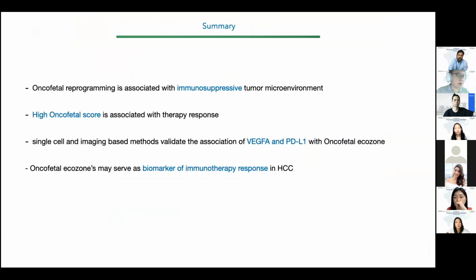So in summary, what I'm trying to convey is that oncofetal reprogramming is associated with an immunosuppressive microenvironment, which we discovered early on. But I think the most exciting thing now is that it's not only a basic biology discovery, but we can use it for predicting therapy response. I just gave you an example in surgery, but I think it has implications beyond surgery. And the single cell and imaging based methods allow you to predict that both VEGF and PD-L1 are enriched in oncofetal ecozones, suggesting that immunotherapy response could be predicted by the presence and absence of the oncofetal cells.